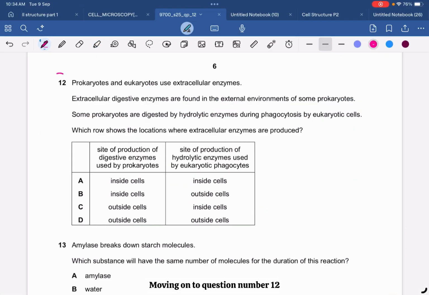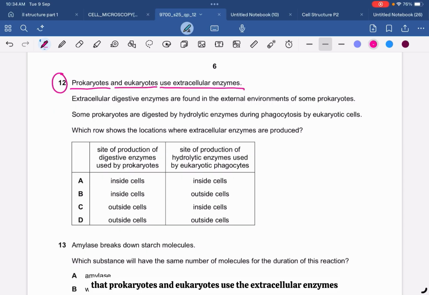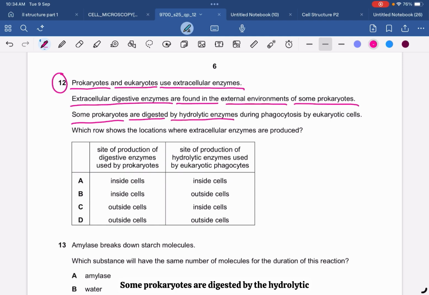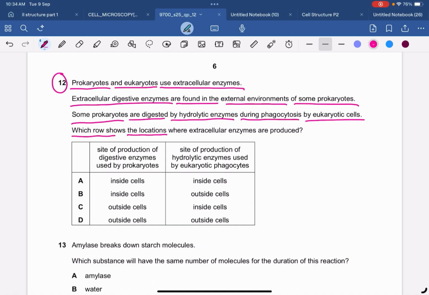Moving on to question number 12. Question number 12 says that prokaryotes and eukaryotes use extracellular enzymes. Extracellular digestive enzymes are found in the external environment of some prokaryotes. Some prokaryotes are digested by hydrolytic enzymes during phagocytosis by the eukaryotic cells. Which row shows the location where the extracellular enzymes are produced?